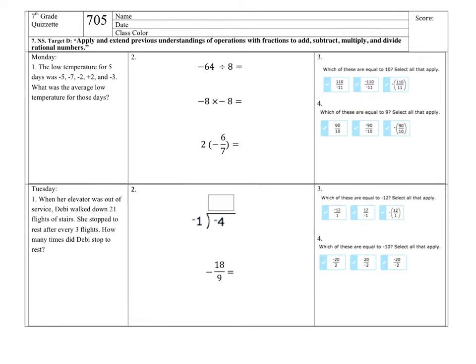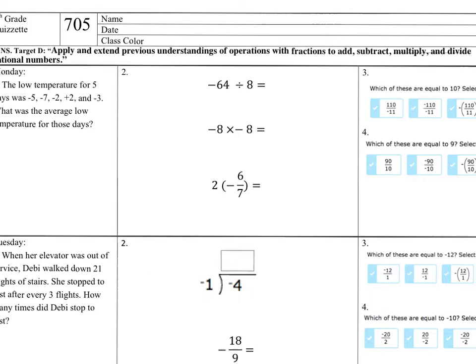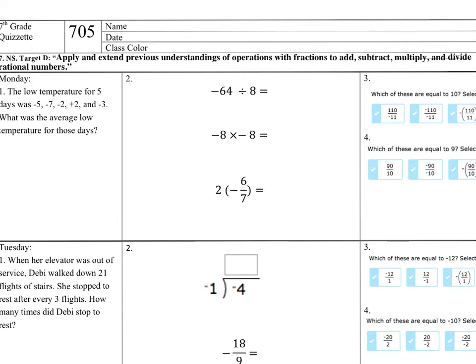Today we'll be watching a Quizzette video on Quizzette 705. Please make sure that you write your last name, comma, your first name, today's date, and your class color, which I'll just write as blue.